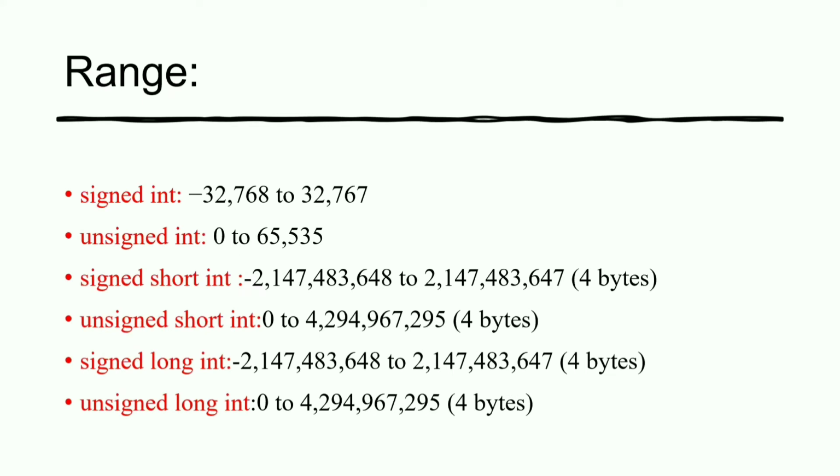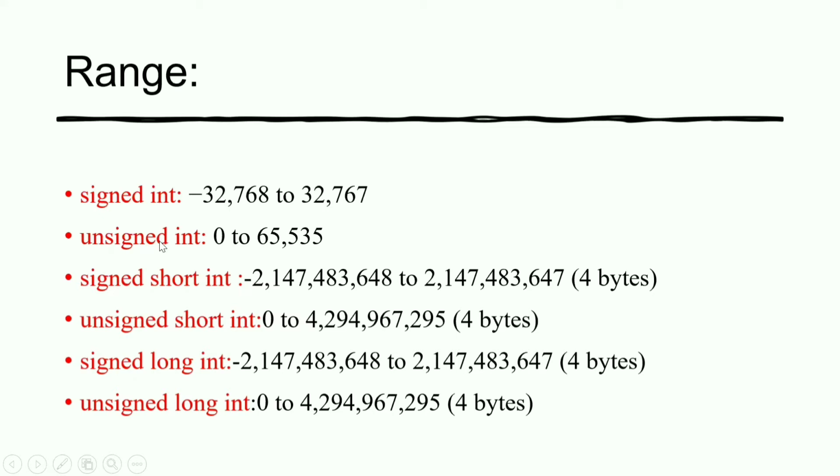In short int also we can have two types, signed short int and unsigned short int. Here are the ranges for different kinds of integers. For signed integer, we have a range from -32,768 to +32,767. So 65,536 numbers can be stored in signed integer variables.